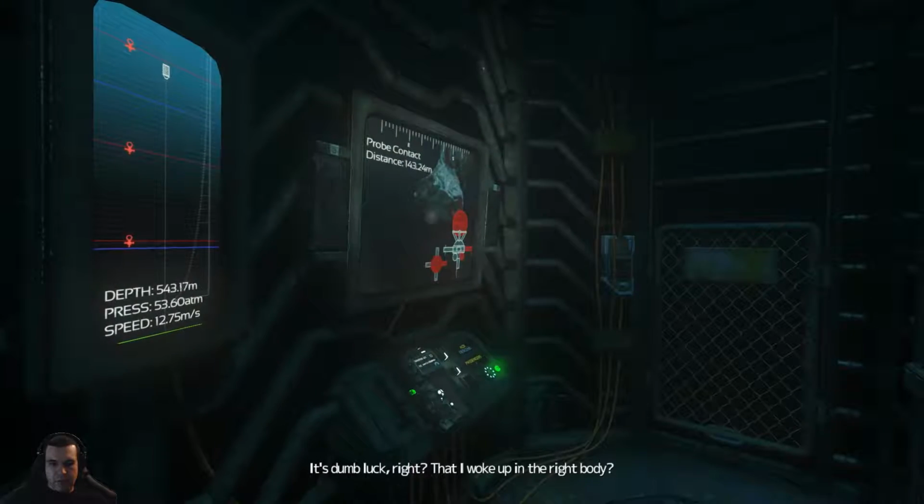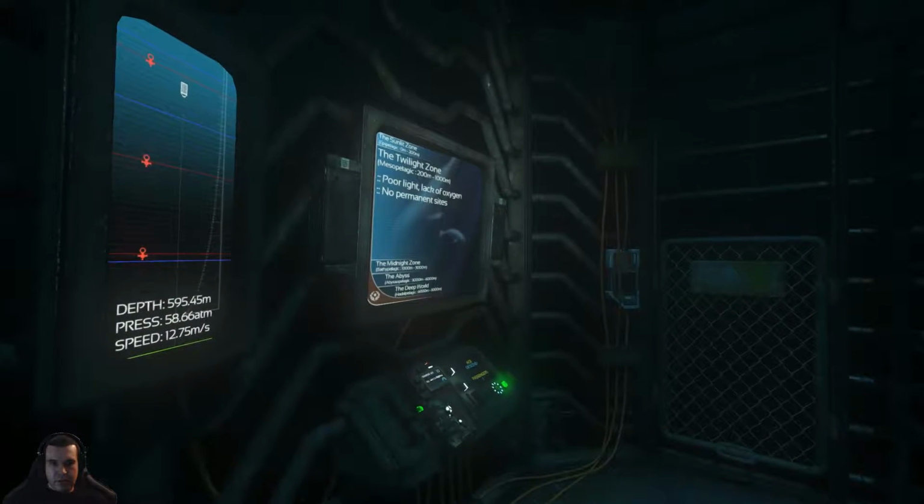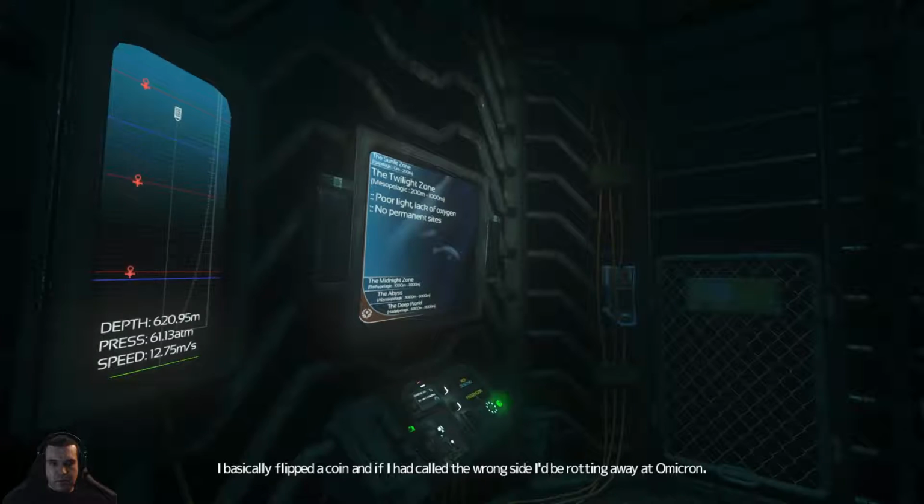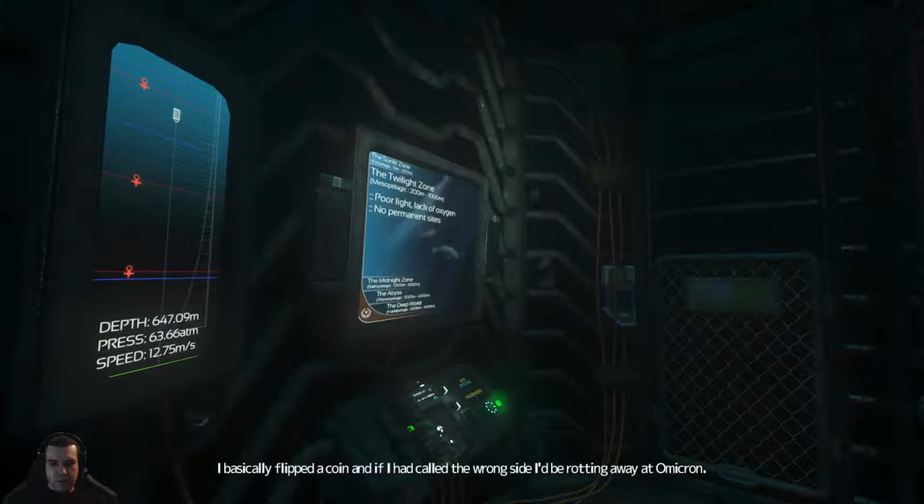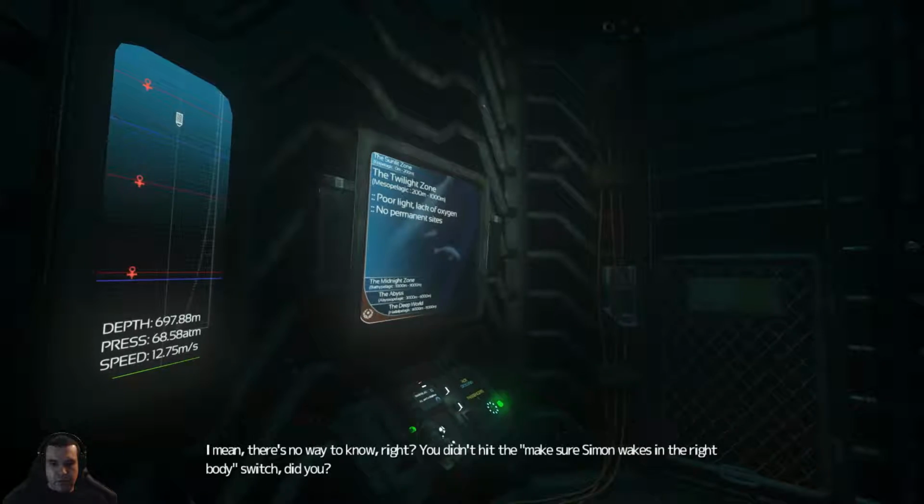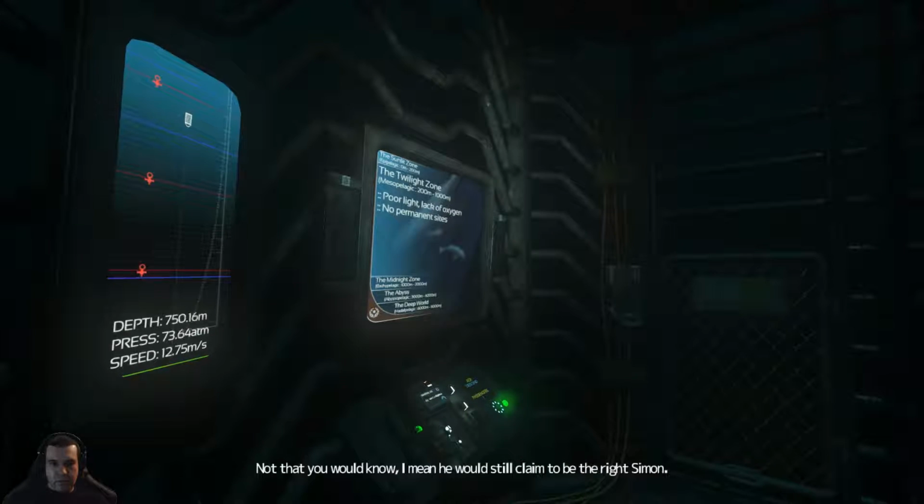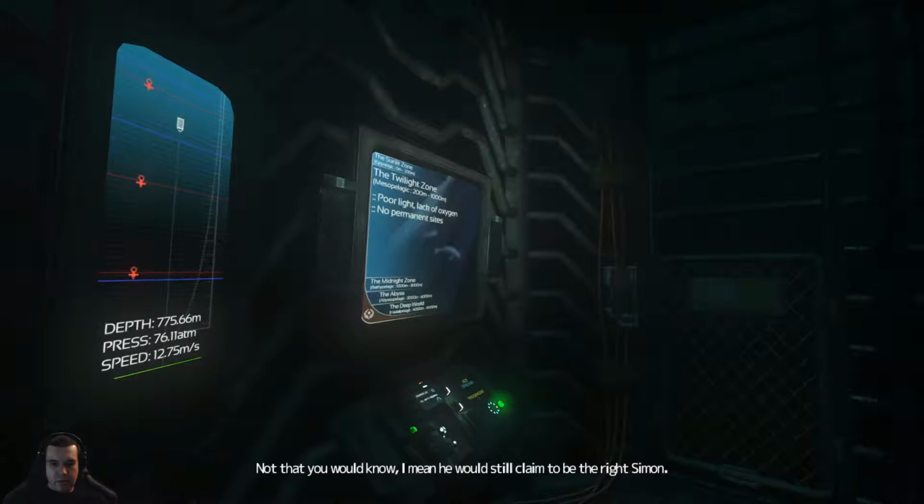It's dumb luck, right? I woke up in the right body. I basically flipped a coin, and if I had called the wrong side, I'd be rotting away at Omicron. I mean, there's no way to know, right? You didn't hit the make sure Simon wakes up in the right body switch, did you? Not that you would know. I mean, he would still claim to be the right Simon.